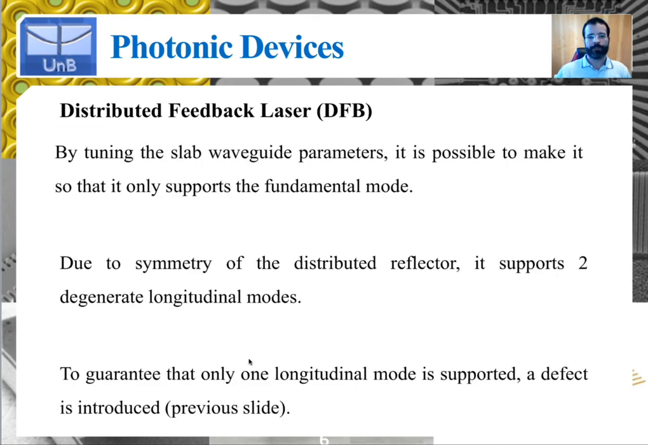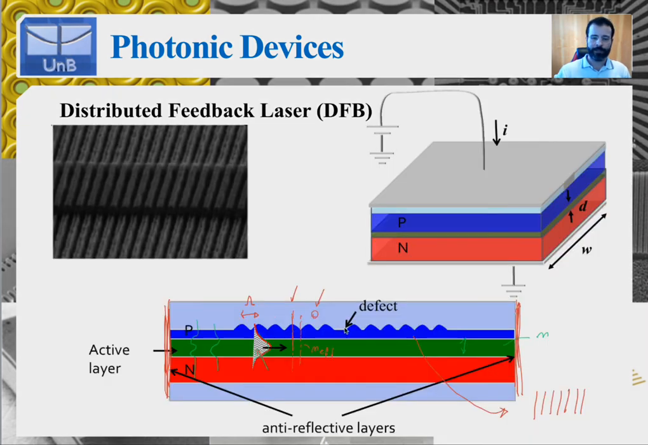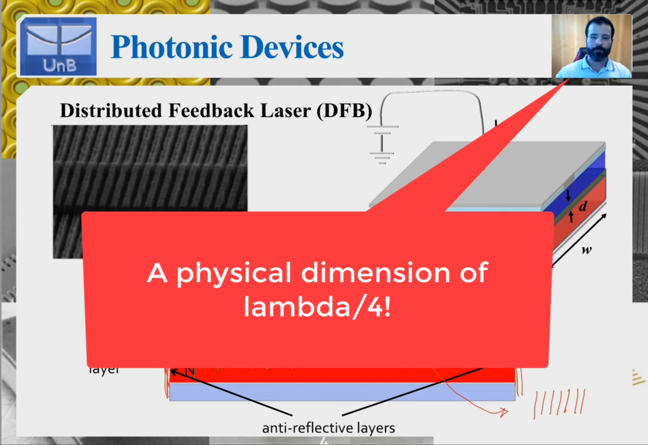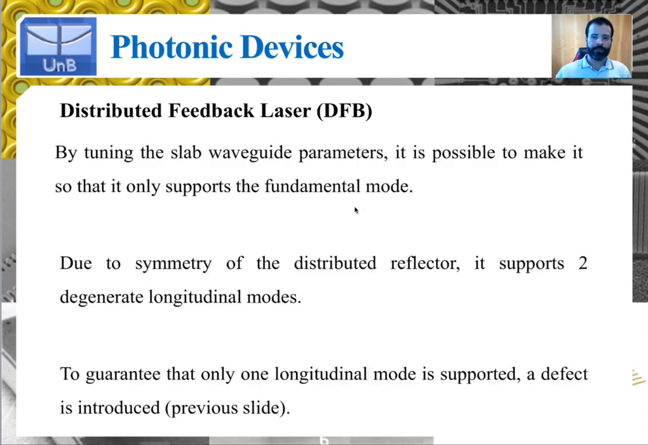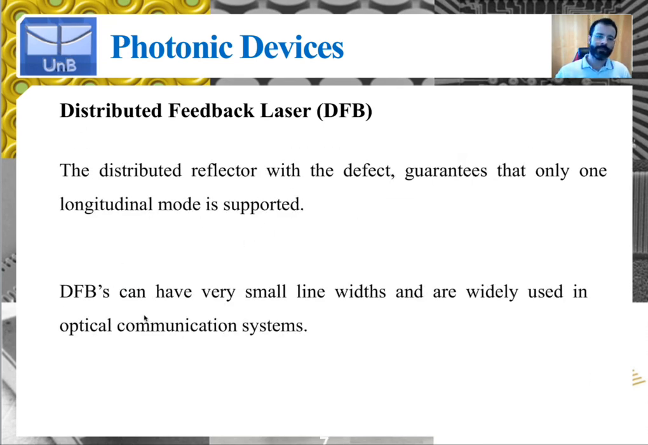And the way to cope with this and guarantee that only one longitudinal mode is supported is to introduce a defect, which we've shown in the previous slide, right here. So usually this right here is the defect in the lattice, or defect in this one-dimensional crystal structure, which is introduced. Usually the defect has a quarter wavelength, and what it will do is break this degeneracy and guarantee that only one mode is supported by this structure. So the advantage of distributed feedback lasers is that they can have very small line widths, and because of that they are widely used in optical communication systems.